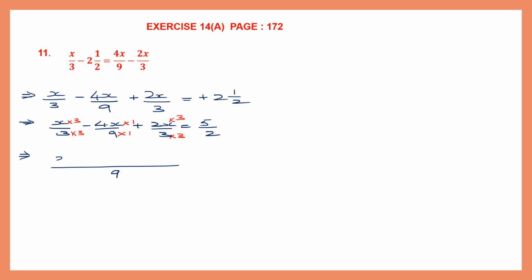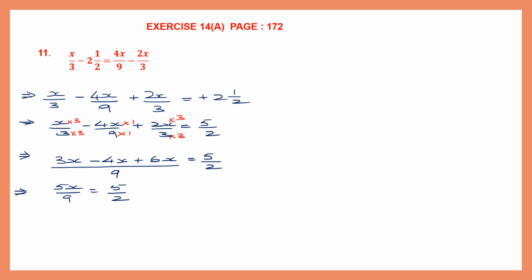x into 3 is 3x. Minus 4x into 1 is 4x. Plus 2x into 3 is 2 3s are 6, 6x. This is equal to 5 by 2. Now working out, simplifying this, 3x plus 6x is 9. 9 minus 4 is 5. So that is 5x by 9 is equal to 5 by 2.